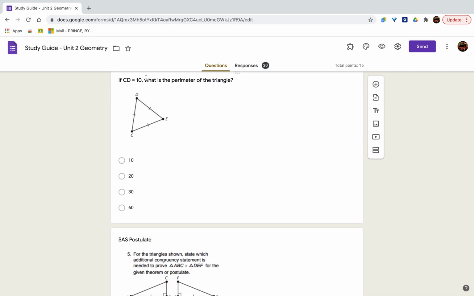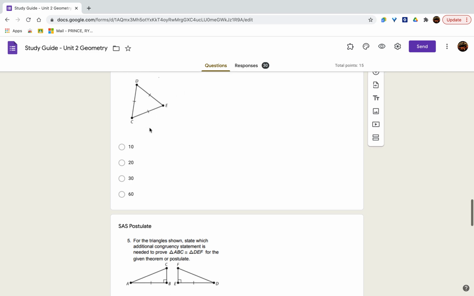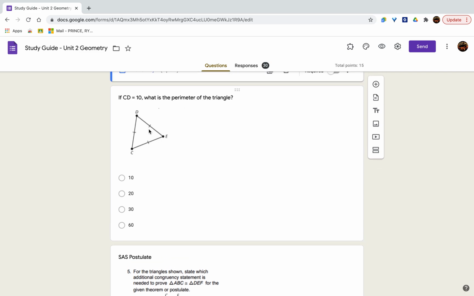One side here is 10. It wants to know the perimeter of the triangle. All the sides are the same length. There are 3 sides. 10 plus 10 plus 10, that's 30. You will have one almost identical to this question on your test. Everybody should get that right. That's a gimme. That is given to you. We hand you the grade there. You should get that correct every time.